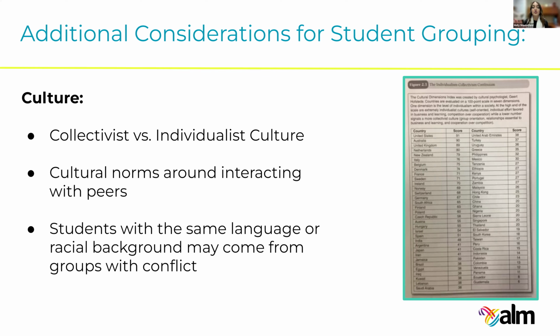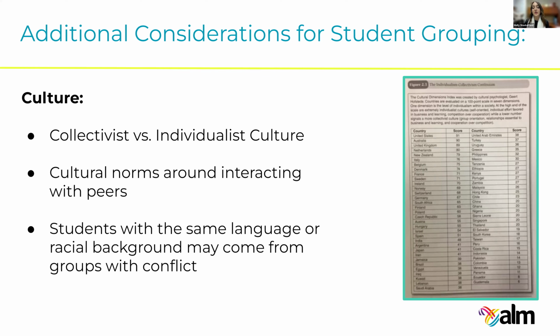Also, with cultural norms around interacting with peers, different cultures have different norms on collaboration and what that looks like. So all students need to be taught what collaboration should look like in your classroom. Even if they're native English speakers from the US, collaboration in this classroom will look like this, and really being explicit with teaching that, because different cultures have different norms around how you interact with peers.